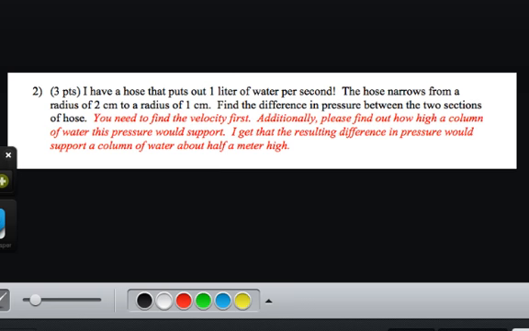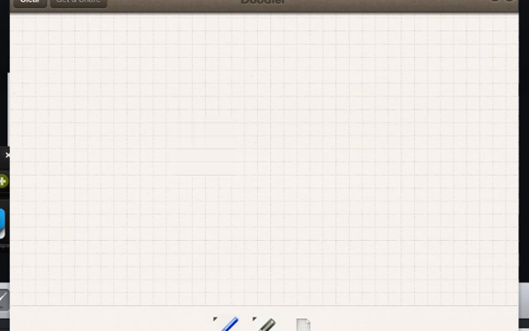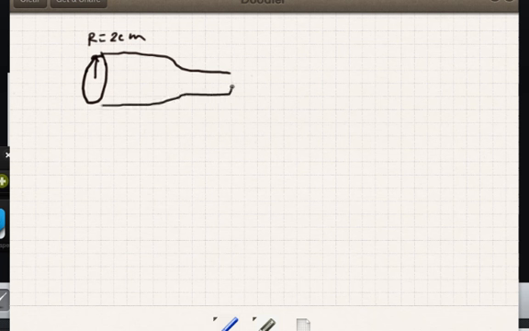So let's see. Start out knowing that we have a hose that starts out with a radius r of 2 centimeters, and then somewhere that narrows down to a radius r of 1 centimeter. And we know that the volumetric flow rate is 1 liter per second. Okay, so we know that that volumetric flow rate is maintained from here to here.